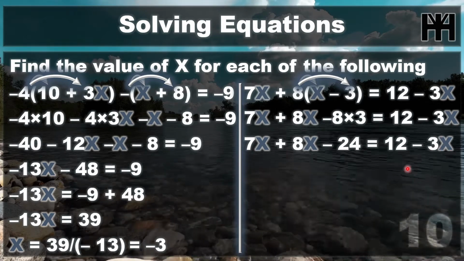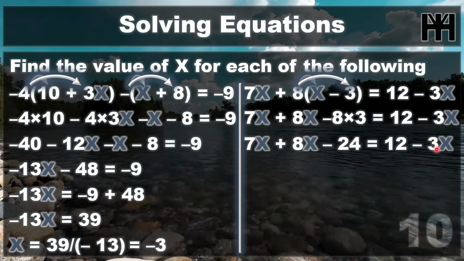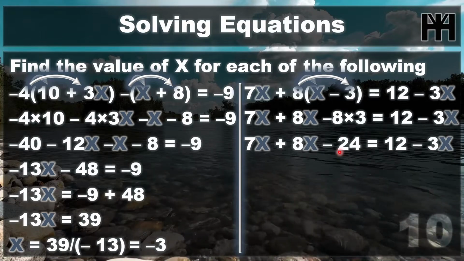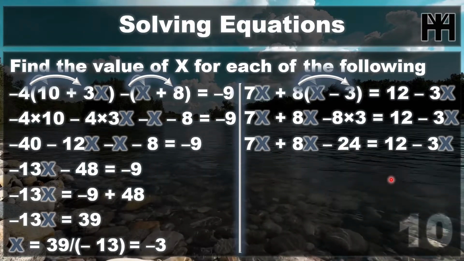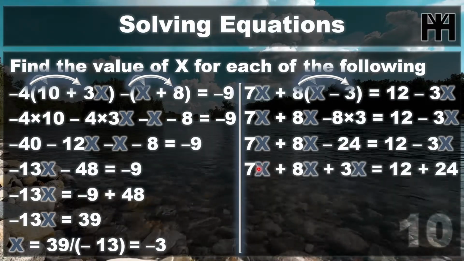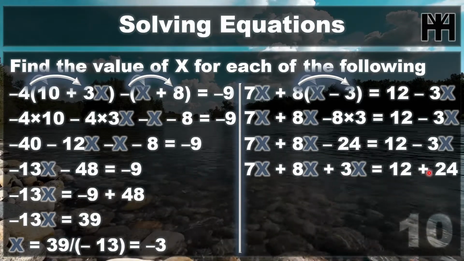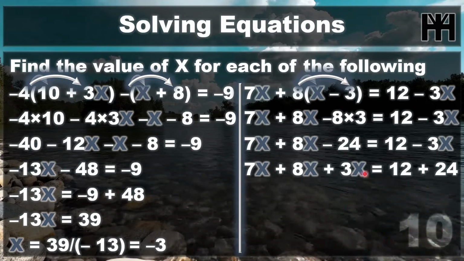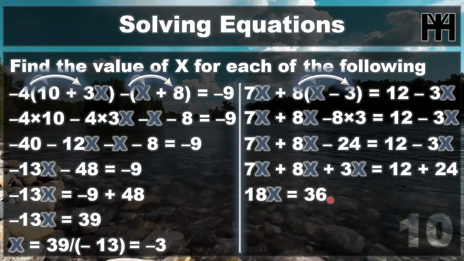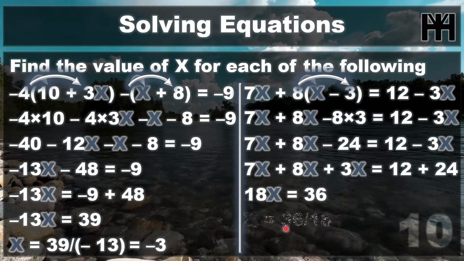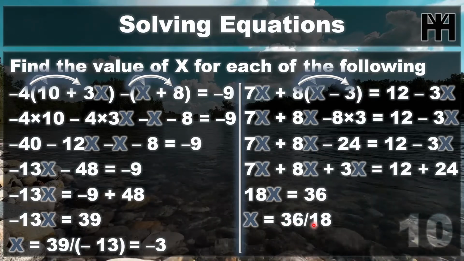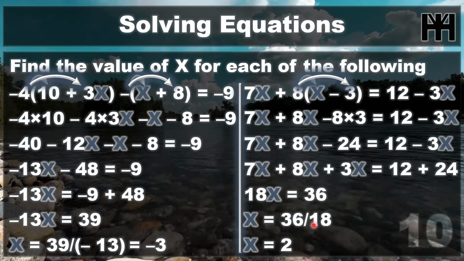We'll get this 3 to the other side, it's negative 3, so it will be positive 3. Then the negative 24, we'll send it to the other side, it will be positive 24. So here's 7x plus 8x plus 3x equal 12 plus 24. So add these values, so it's 18x equal 36. Then x will be equal to 36 divided by 18, so x will be equal to 2.